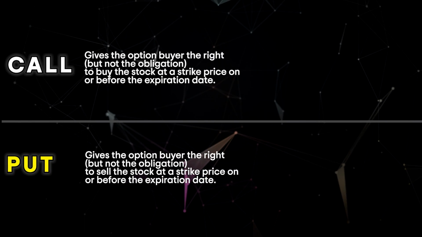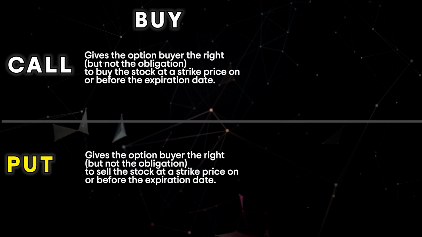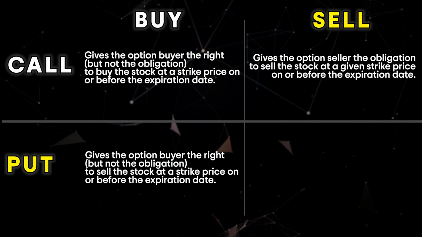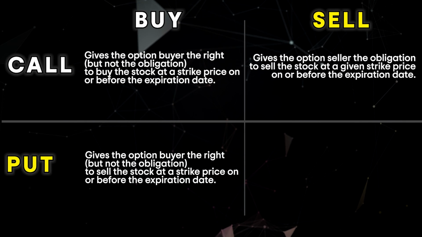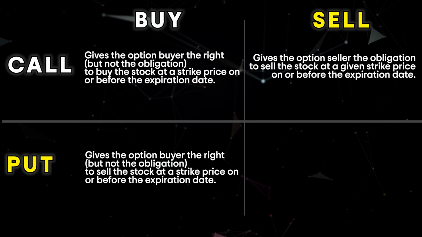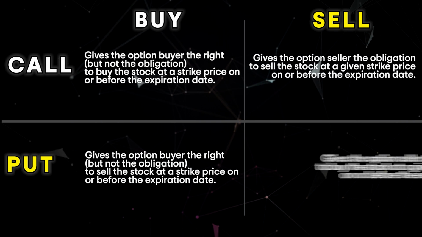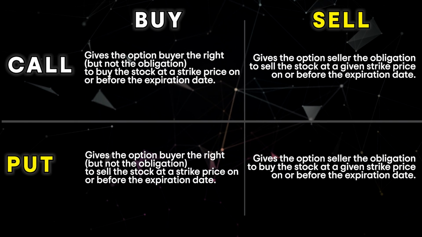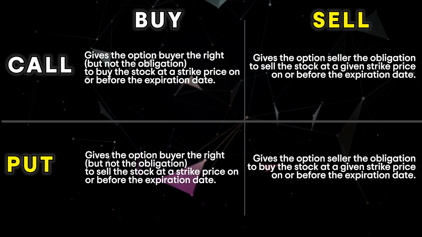Now, here's where it gets interesting. Besides buying an option, you can also sell options. So when you sell a call, this gives the option seller the obligation to sell the stock at a given strike price on or before the expiration date. And when you sell a put, this gives the option seller the obligation to buy the stock at a given strike price on or before the expiration date.